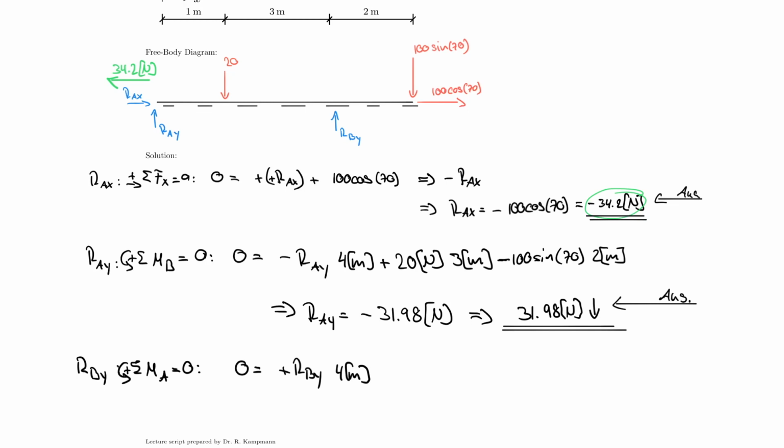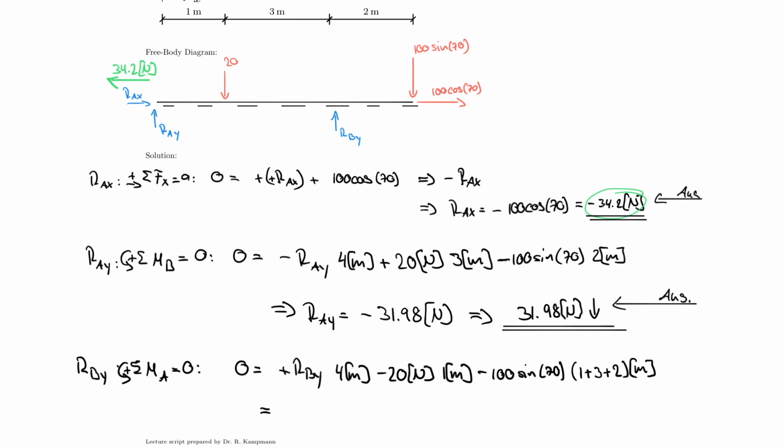Now I need to consider the 20, so the 20 Newton, and that is multiplied by 1 meter if we turn about point A. Yes. And then we have a rotational sense that is clockwise, therefore it's negative. And last but not least, I need the 100 sine 70, which has a lever arm of 1 plus 3 plus 2. So 1 plus 3 plus 2 meters, just to have that properly in your notes. And that is turning clockwise, therefore it's also negative.